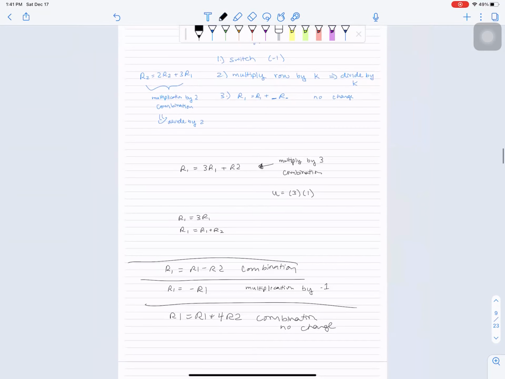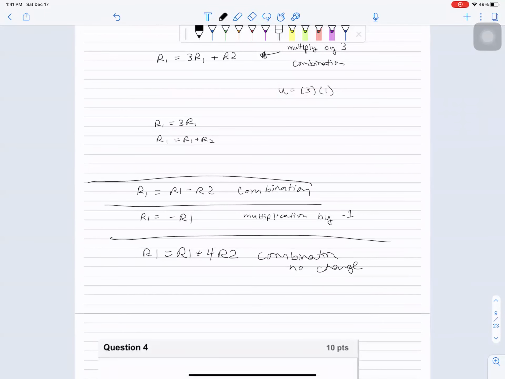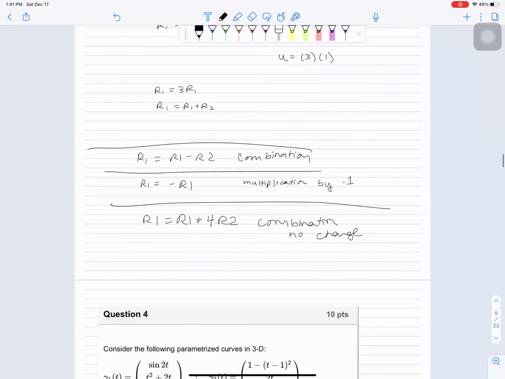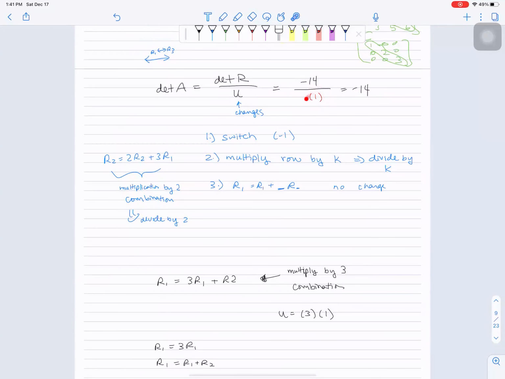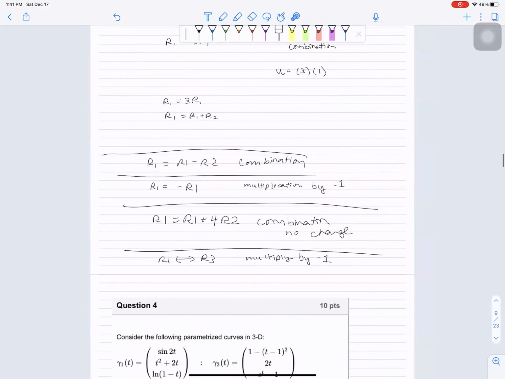Any other questions on problem 2? Or sorry, this is problem 3. And for a switch, do you multiply by -1? Yes. Separate scenario: if I did row 1 switch with row 3, it multiplies the determinant by -1. So to get back to your original determinant, my U would have a -1 here. So I'm essentially dividing by -1.